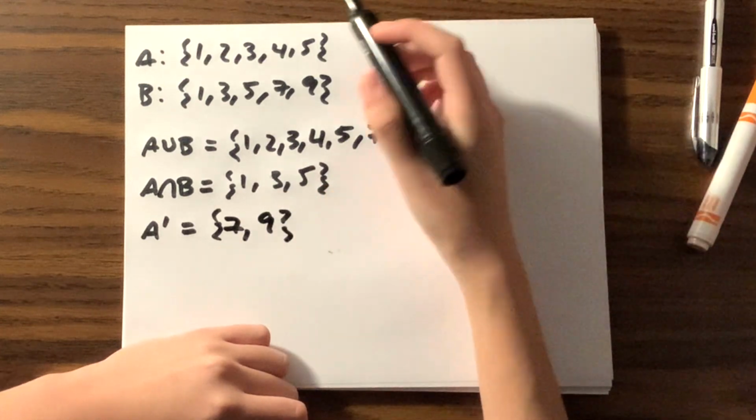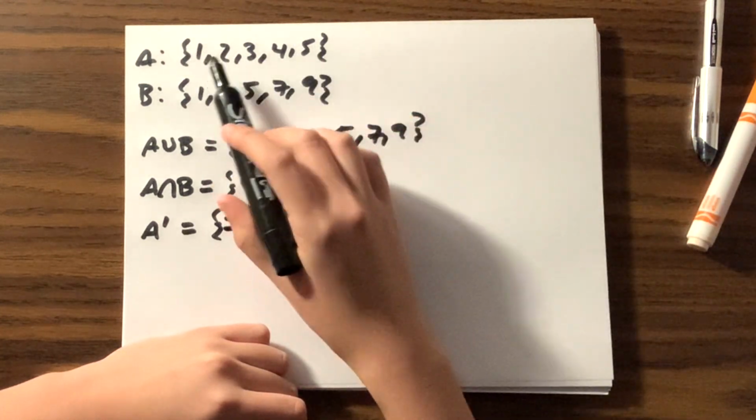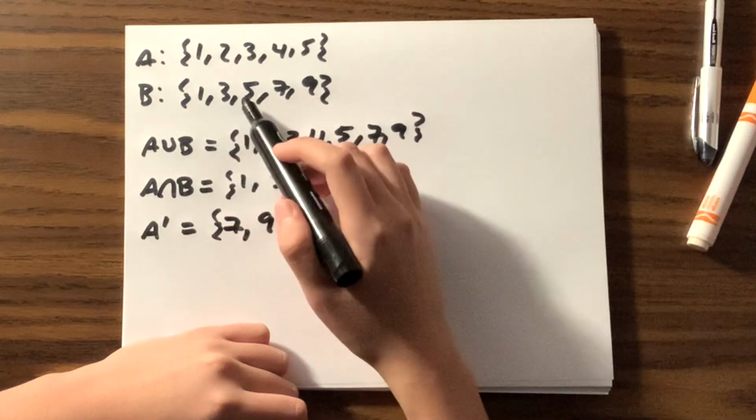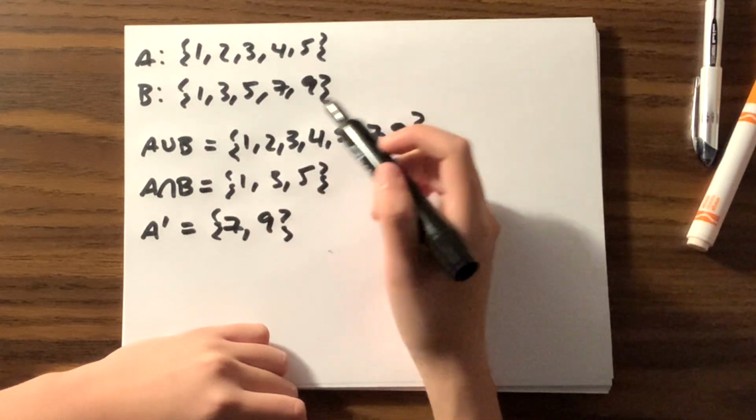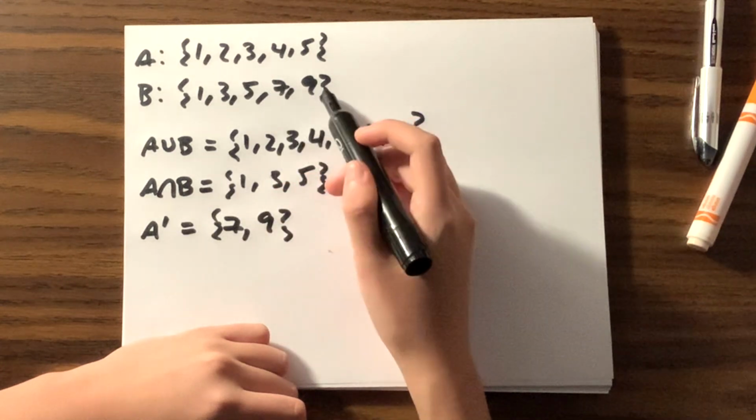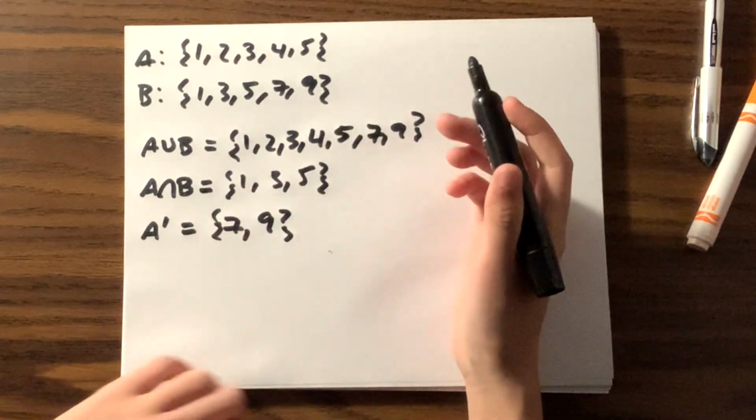We can see this by understanding that the values 1, 2, 3, 4, and 5 are contained in the set B. The value 1 is here, 3 is here, 5 is here. And the values that are not contained in A are just 7 and 9 that are contained in set B.